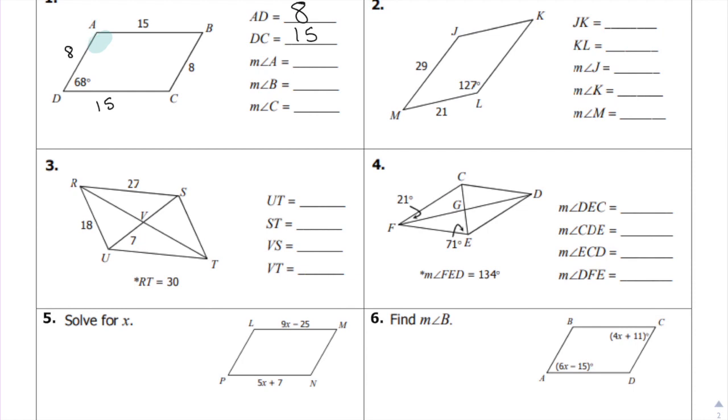So angle A, well, let's look. If I knew angle C, I would be able to find the measure of angle A. It'd be the same, but I don't know angle C. So now, let's look at the consecutive angle D. Consecutive angles are supplementary, so that means the measure of angle A plus the measure of angle D has to equal 180. So what we want to do is 180 minus 68, and that's going to give us the measure of angle A. Calculate that for me really quickly.